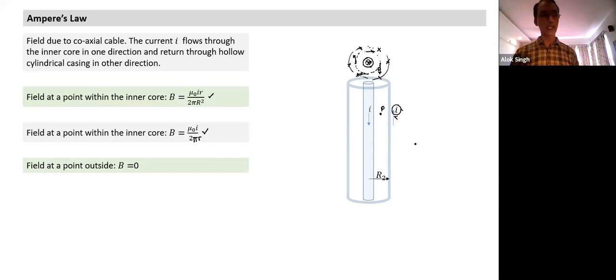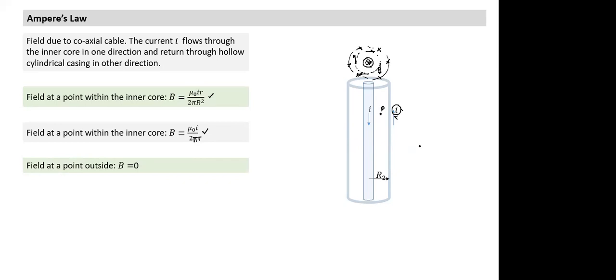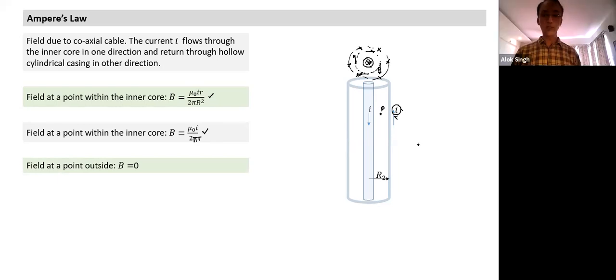Why is the field zero outside? Current passing through is zero. No, current enclosed is zero. And as long as there's cylindrical symmetry, if I take a concentric circle, at every point the field lines would be circular in shape. If current enclosed is zero, B has to be zero everywhere.